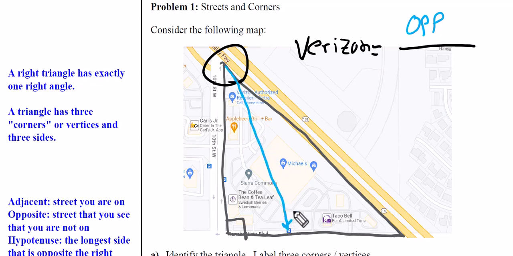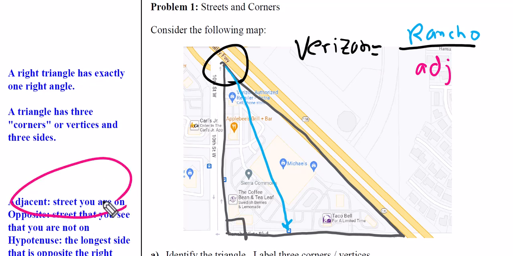I see this street right here. And it's asking us to compare it to the adjacent street. Well, what street? Adjacent means the street that you're on. So if I'm on this corner, what street am I on? And so if I'm standing on the Verizon corner, the opposite is Rancho Vista and the adjacent is 10th Street. So this is the ratio that I can form if I stand on the Verizon corner.